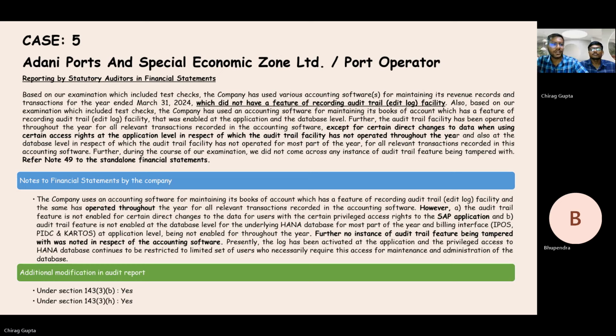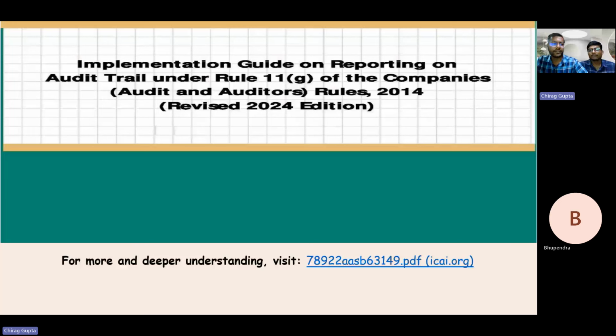The auditor has also modified his opinion in section 143 subsection 3 clause B and 143 subsection 3 clause H. So this is a brief overview which Rohit and I have given to you about the operativeness of the audit trail facility, and how and in which section an auditor is required to give a report in his audit report over the same facility. For deeper understanding, visit our implementation guide, which has been released by ICAI in 2024.